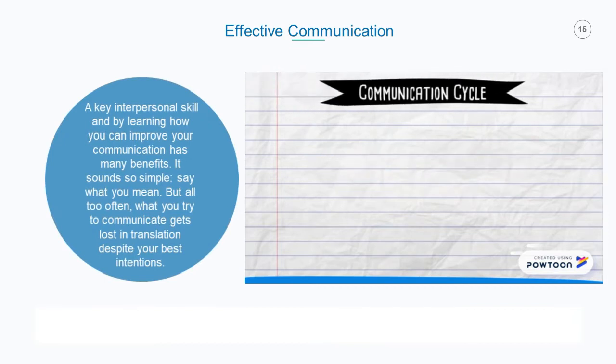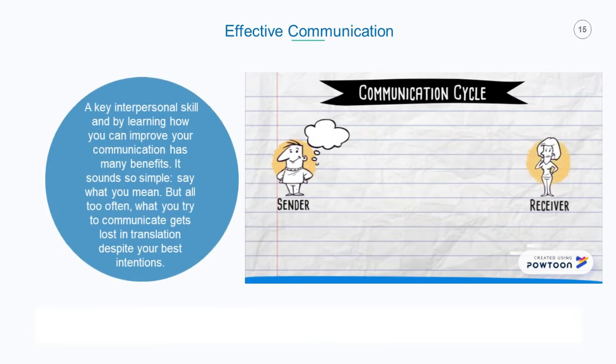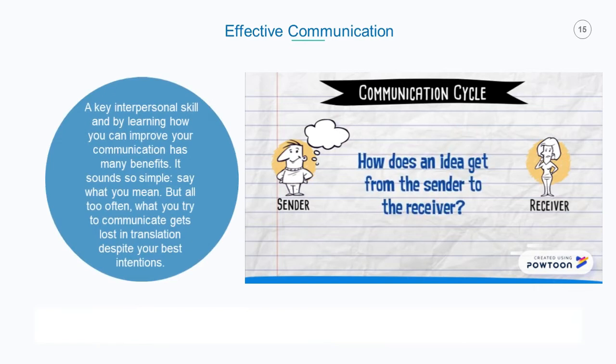Sure, you may not have heard of the communication cycle before, but some of these components are going to seem pretty familiar. To begin, we always start with the sender, who has some kind of idea that he is trying to get to a receiver. So that begs the question, how does an idea get from the sender to the receiver?